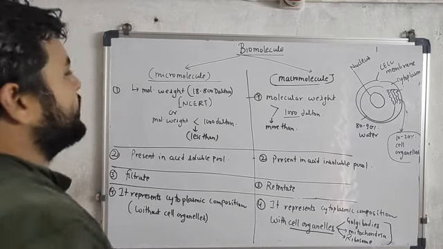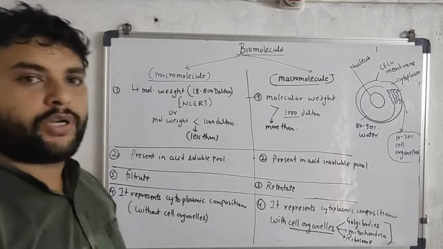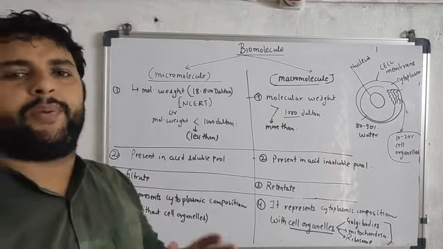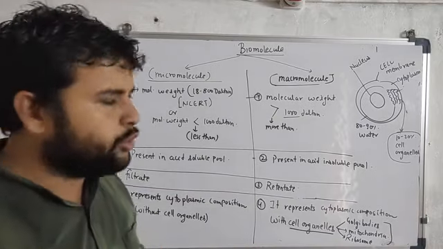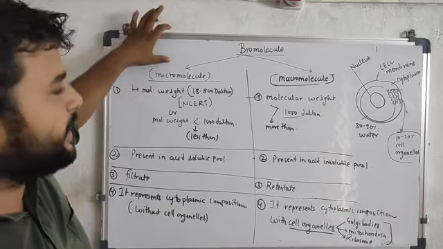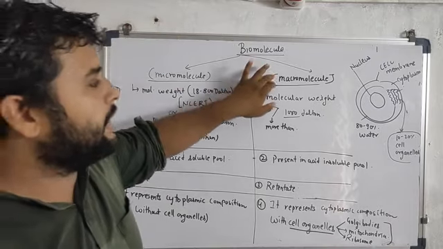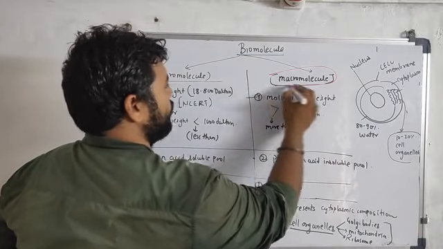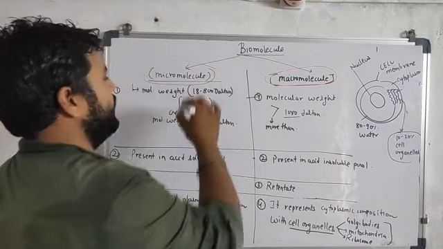Now let us see the distribution of this biomolecule. This biomolecule can be broadly divided into two parts. The first part is the micromolecule, and the second part is the macromolecule. Okay, note this point.